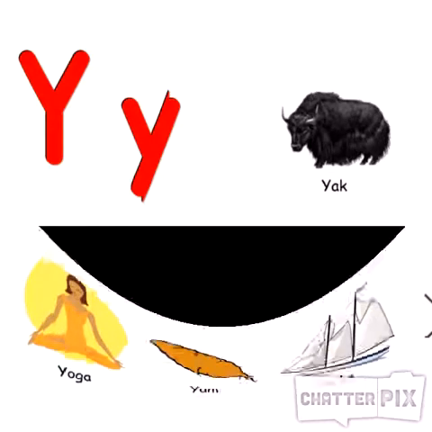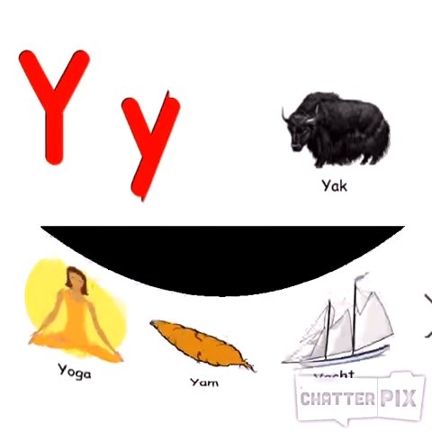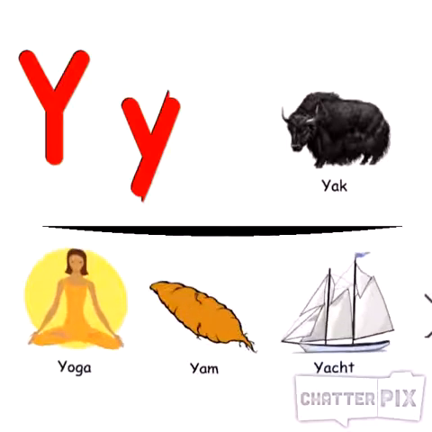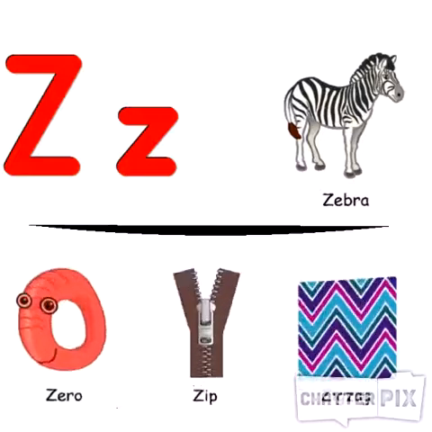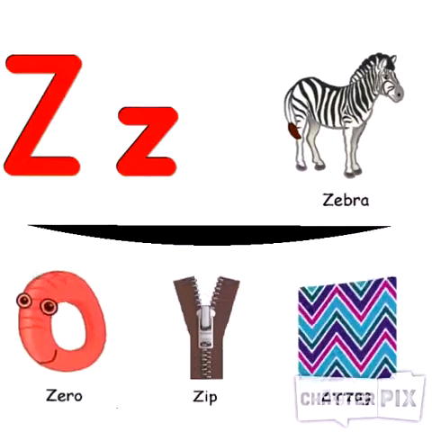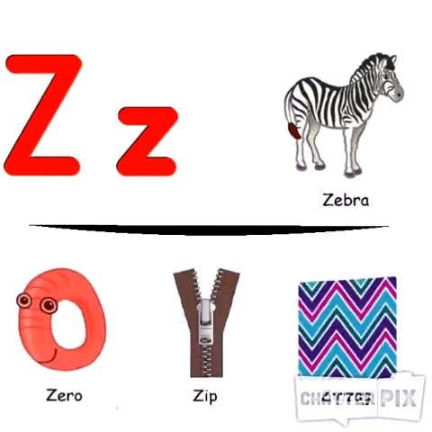Y. Yak, Y. Yoga, Y. Yellow, Y. Yam, Y. Yacht, Y. Now children, the last letter is letter Z. And the sound of letter Z is Z.